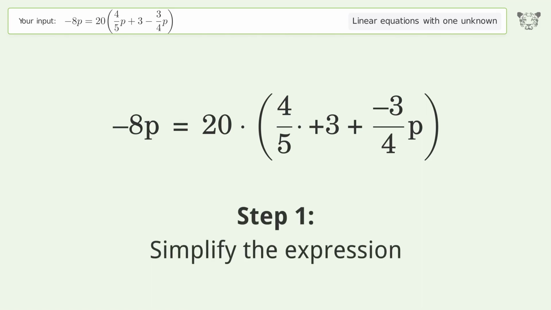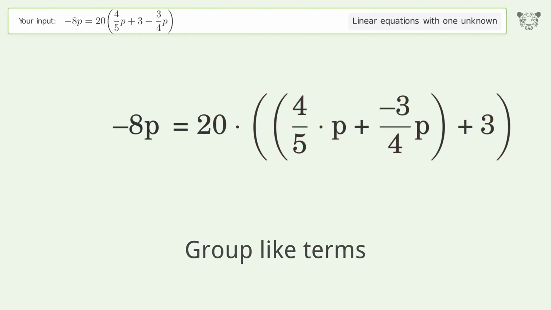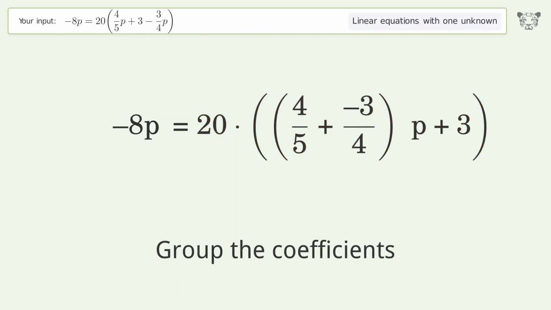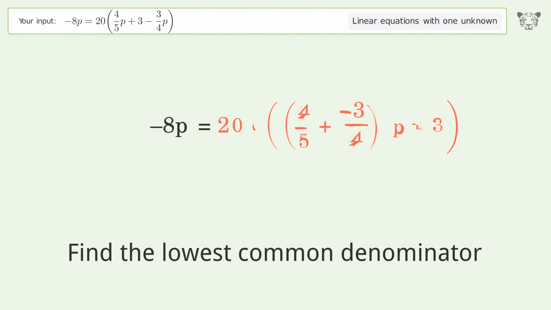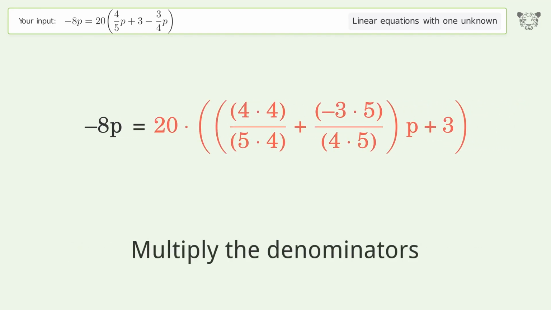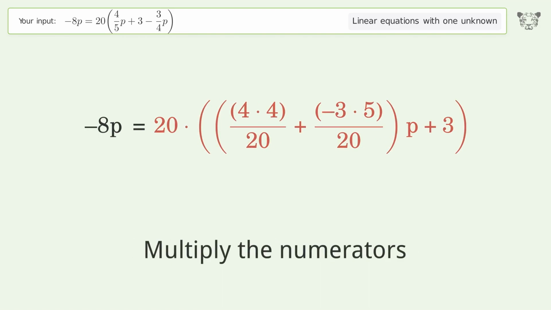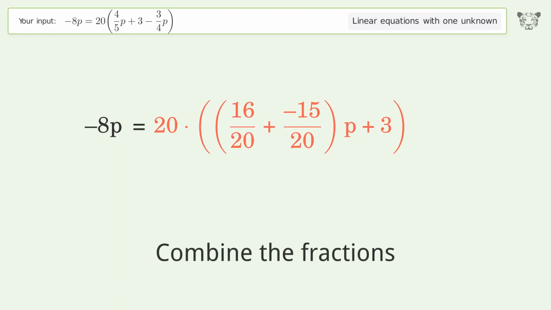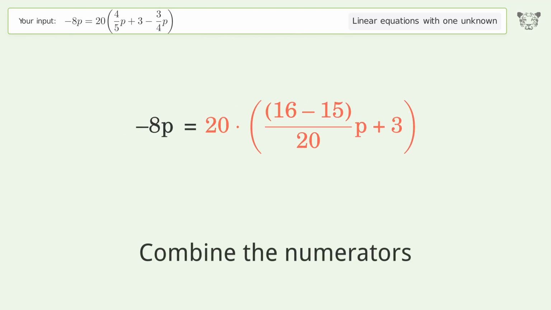Simplify the expression. Group like terms. Group the coefficients. Find the lowest common denominator. Multiply the denominators. Multiply the numerators. Combine the fractions. Combine the numerators.